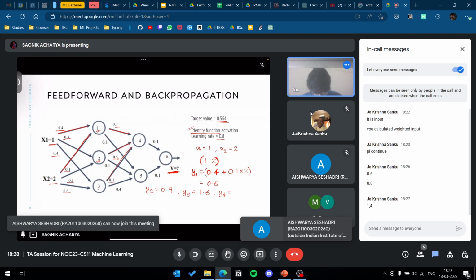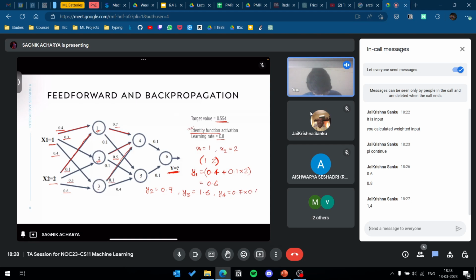So what is y4 then? y4 is 0.7 times 0.6 plus 0.5 times 0.9 plus 0.1 times 1.6. I have to use a calculator. That is 0.42 plus 0.45 plus 0.16, so this is 1.03. So we have y4, let's calculate y5 and y6 here only.